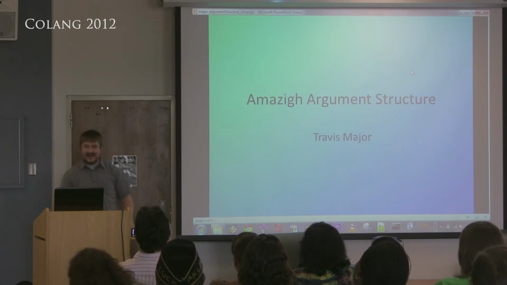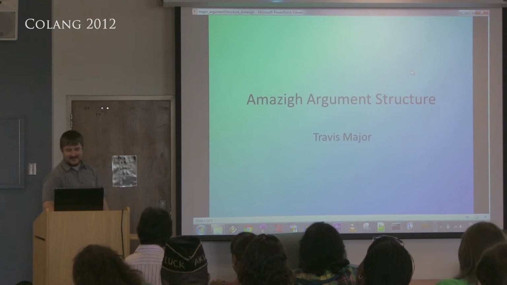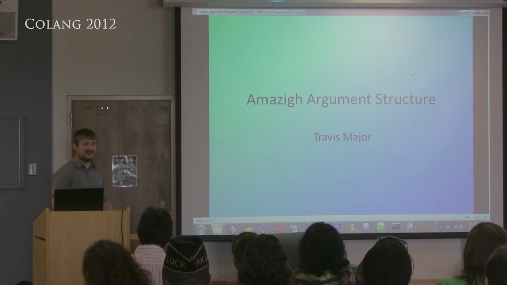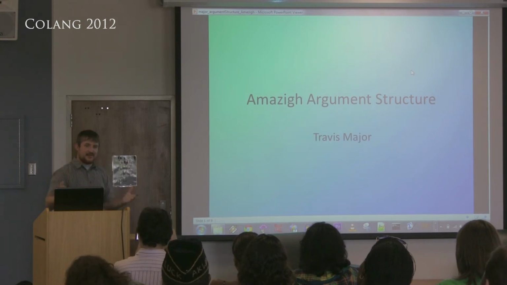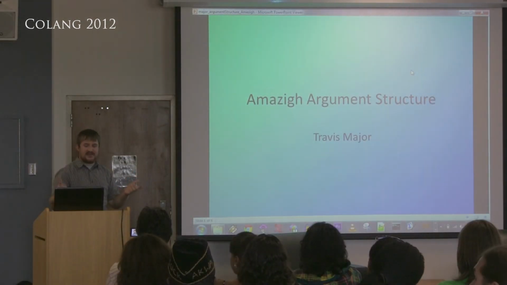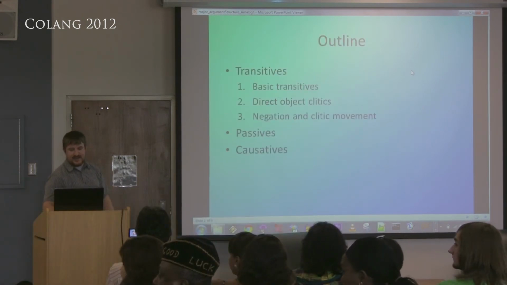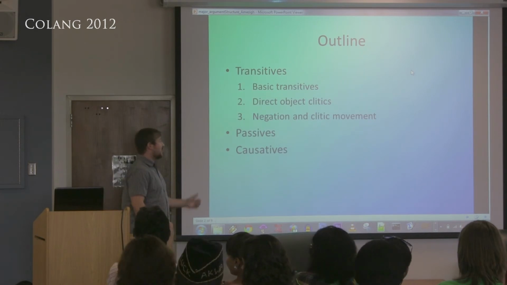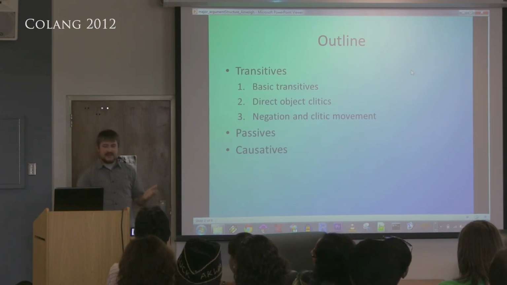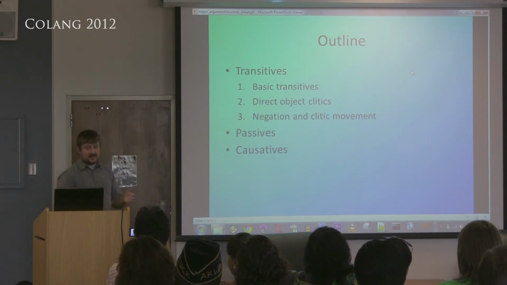And finally, I guess I'll start talking about what I'm here to talk about. So I'm working on argument structure. It's a terrible title, but it was the only thing I could come up with that encompasses in some way everything that I mean to discuss. So yeah, I'll be discussing some transitives, starting with basic transitives, discussing direct object clitics, and then eventually move on to negation and clitic movement.